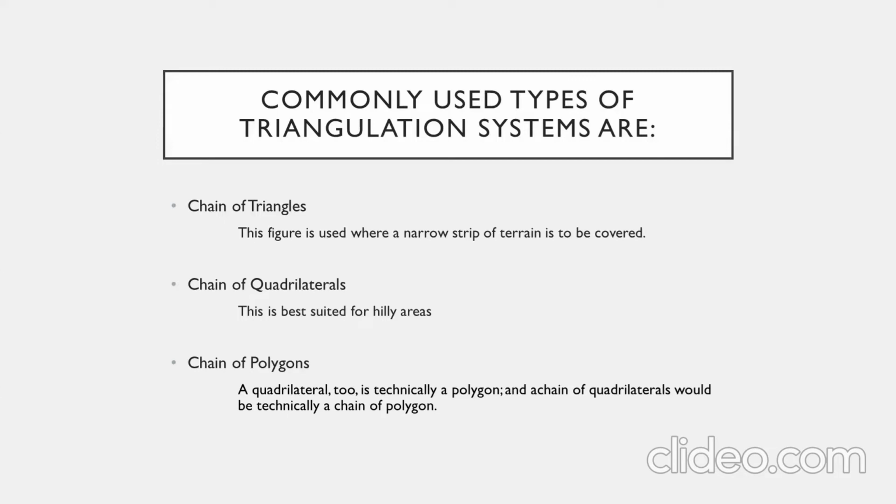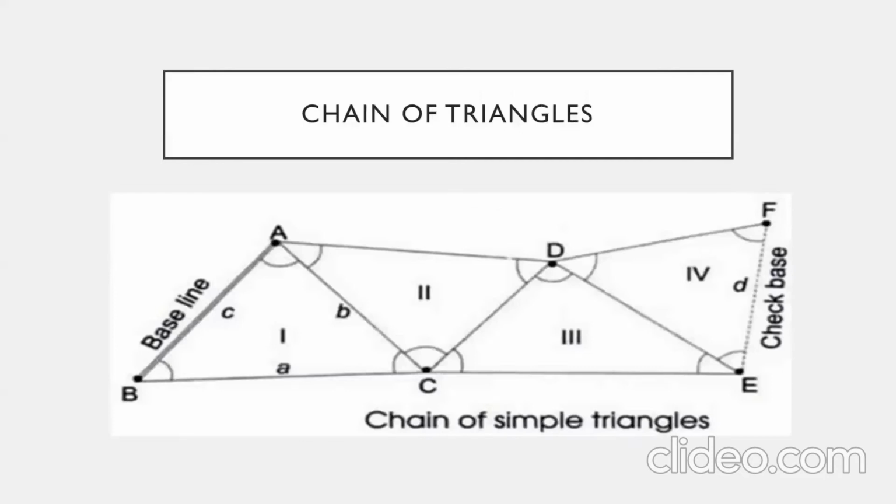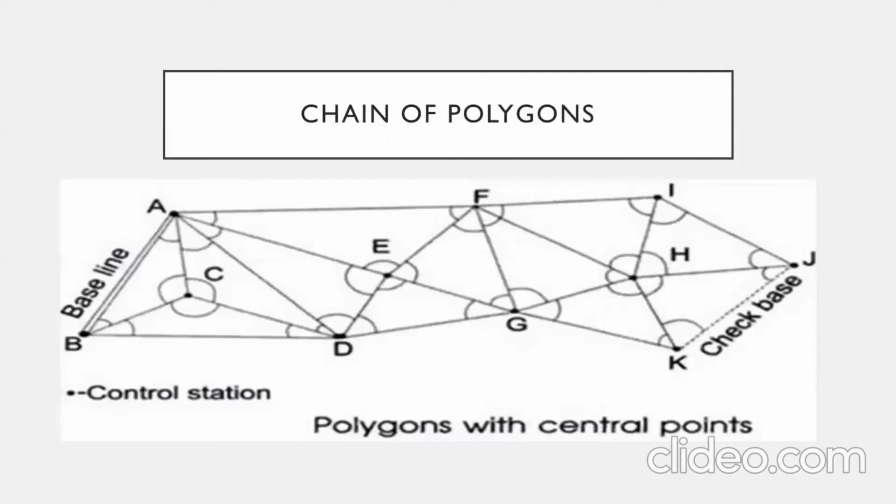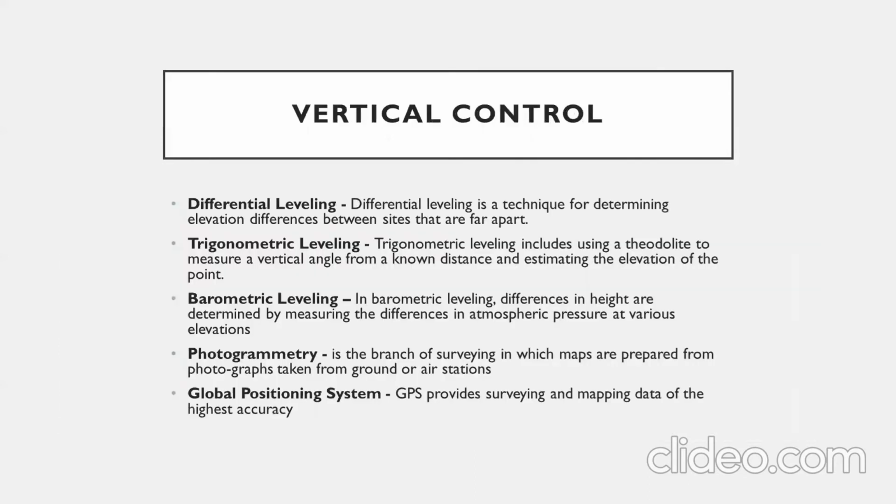And lastly, chain of polygons. When areas that are very wide in proportion to their lengths are to be surveyed, then pentagonal or hexagonal figures may be economical. This may or may not have a central station. So this is an example of chain of triangles. This is an example of chain of quadrilaterals. This is an example of chain of polygons.